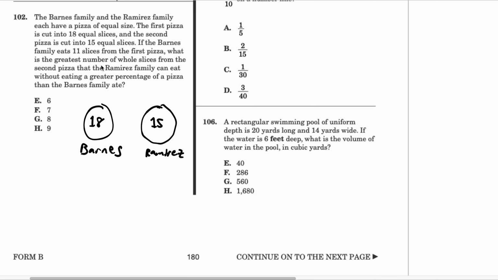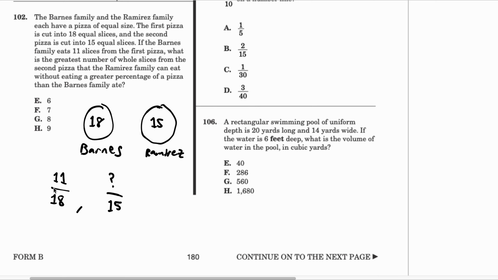What is the greatest number of whole slices from the second pizza that the Ramirez family can eat without eating a greater percentage of a pizza than the Barnes family? Okay, so basically, the Barnes family is eating 11 out of 18 of their slices. And then the Ramirez family is eating some amount of slices over 15, right? So these are sort of fractions. And we basically want to know the greatest number of whole slices from the second pizza that the Ramirez family can eat without eating a greater percentage.